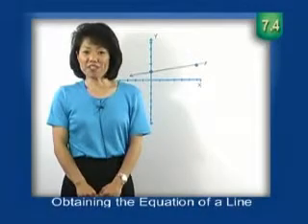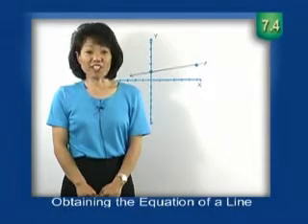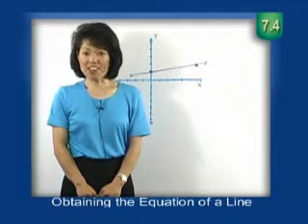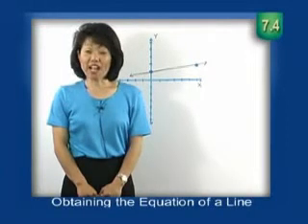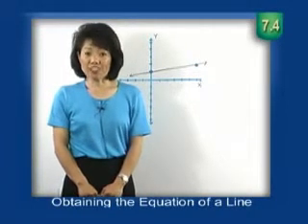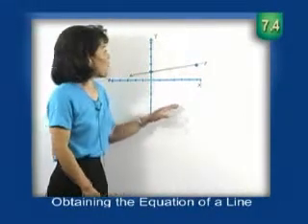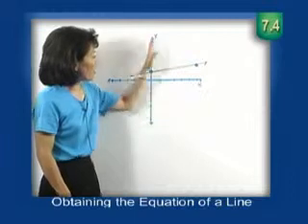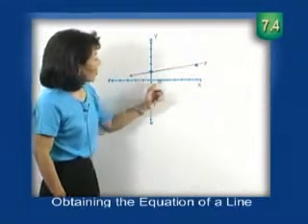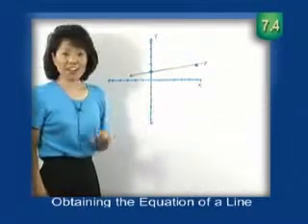Now what we're going to do in this section is, instead of starting out with the equation and graphing the line, we're going to start out with the graph and see if we can write the equation of the line. Let's look at our first graph. Here again we have our coordinate system, our x-axis and our y-axis. We want to find the equation of this line that's graphed.